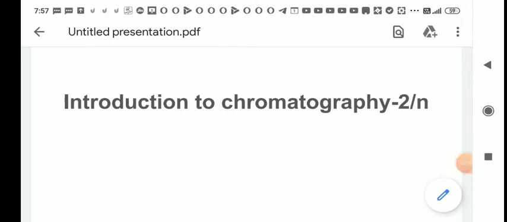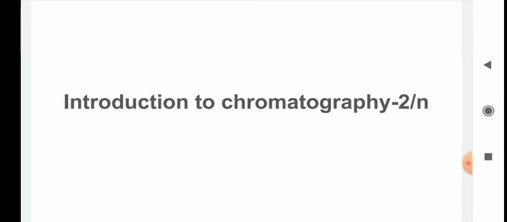Everybody. This is the second part of Introduction to Chromatography. In the first part, we have seen what is chromatography, the history of chromatography, the classification of chromatographic methods, the elution process, what is a chromatogram, and finally we saw what are the factors which affect a chromatographic separation. If you have not seen the first video, please go and watch that before you see this part.